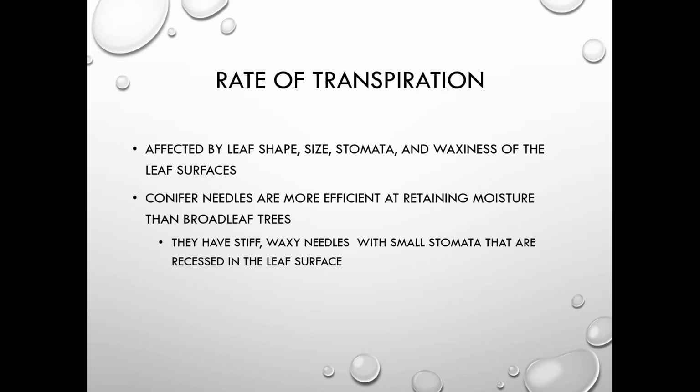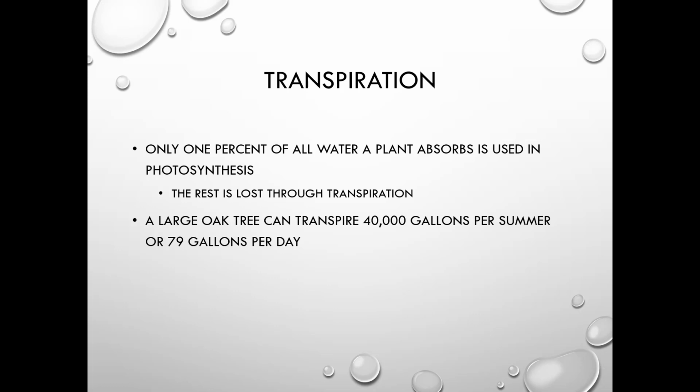So the rate of transpiration is also affected by leaf shape, size, stomata, and waxiness of leaf surfaces. And conifer needles are actually more efficient at retaining moisture than broadleaf trees. They have stiff, waxy needles, they have small stomata, and those are recessed on the leaf surface. And only 1% of all the water a plant absorbs is used in photosynthesis. The rest of it is lost through transpiration.